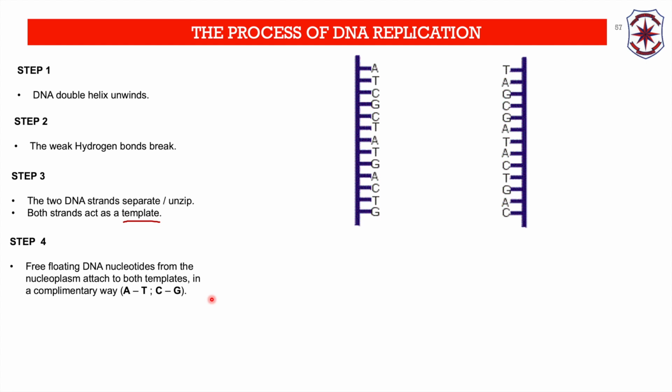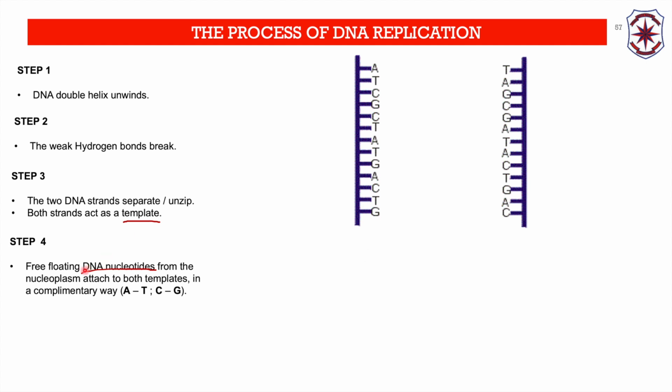Step number 4. Free-floating DNA nucleotides from the nucleoplasm. Remember, this process is happening, like we said in the previous slides, in the nucleus. And in the nucleus, all the material inside the nucleus is floating in the nucleoplasm. The nucleoplasm, remember, we said is the watery substance, the fluid that we find inside the nucleus.